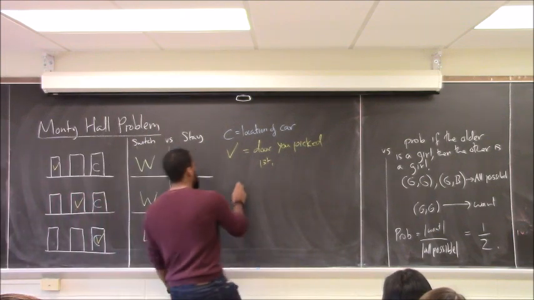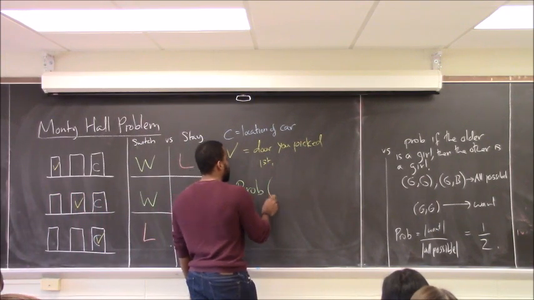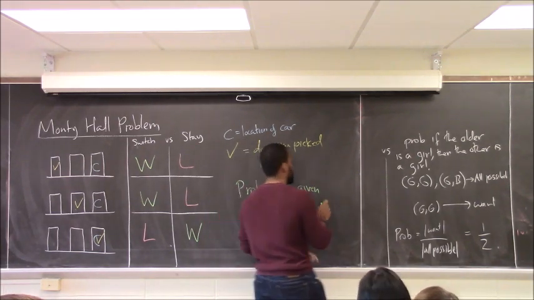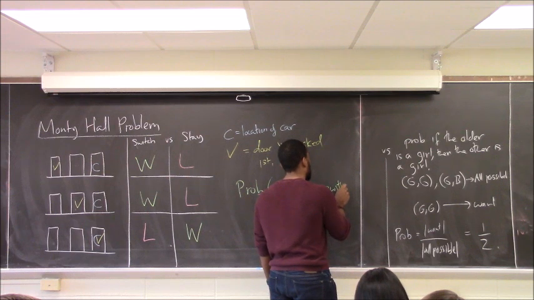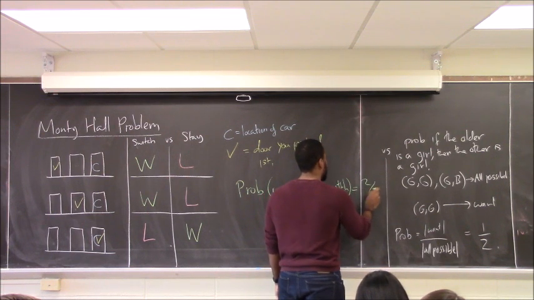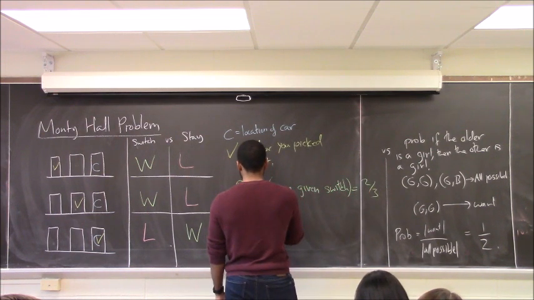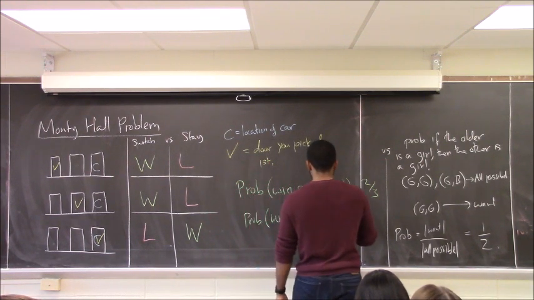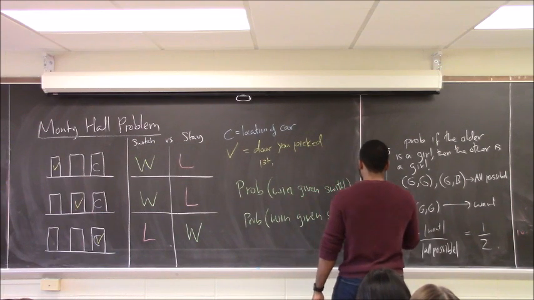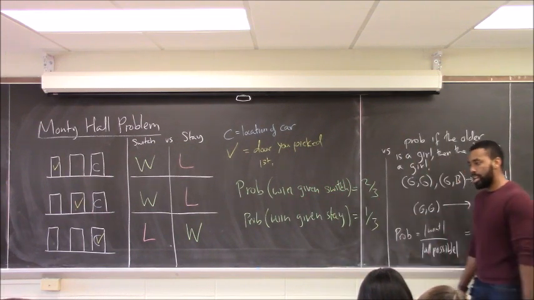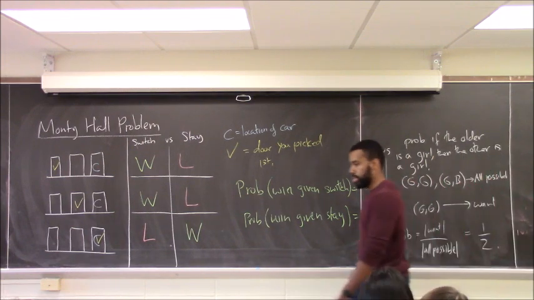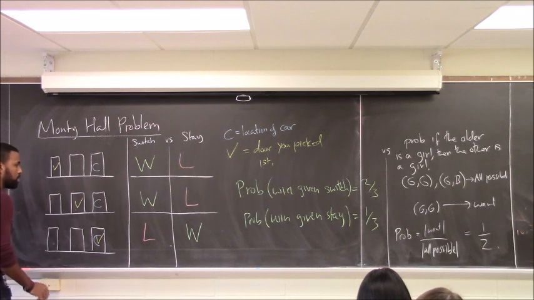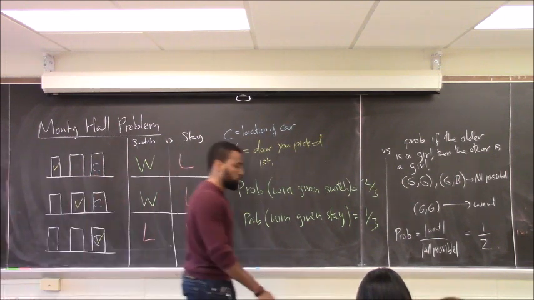So the probability that you win, given, and this is a conditional, I'm going to talk about things like this, that you switch is going to be 2/3, while the probability that you win, given that you stay, is going to be 1/3. You are twice as likely to win if you switch. And this is what probability is about. This is mathematics. The mathematics of chance is what probability is.